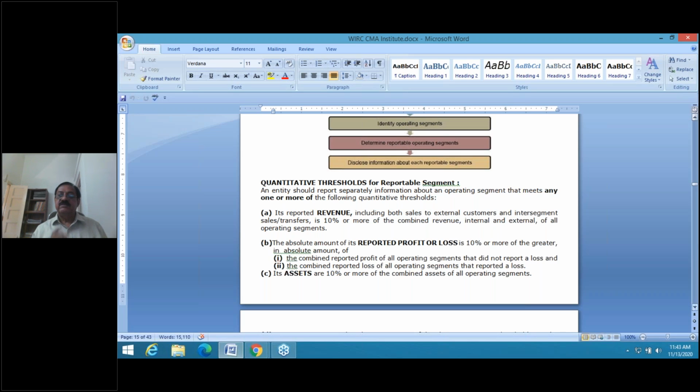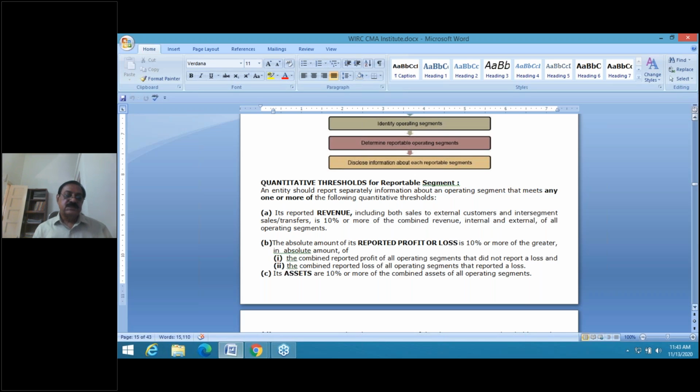Now, a more important question which can come from this is regarding these quantitative thresholds. In the past also, they have asked from this part only. In the question bank placed by the Institute for December, your new course examination, there are some questions which I am also dealing with. So questions will come on this part only. There are as such 5 quantitative thresholds.